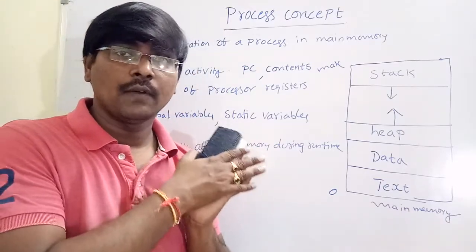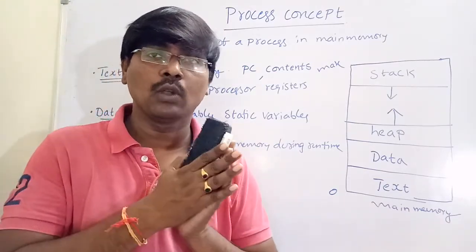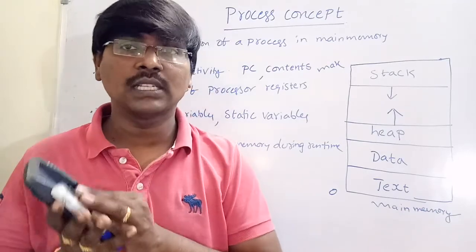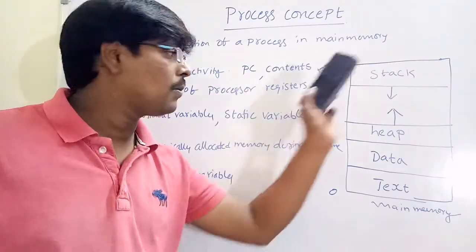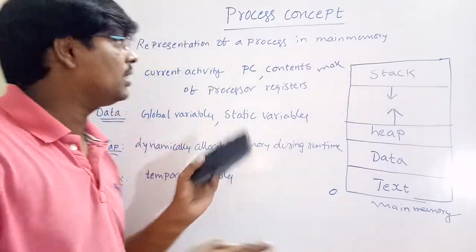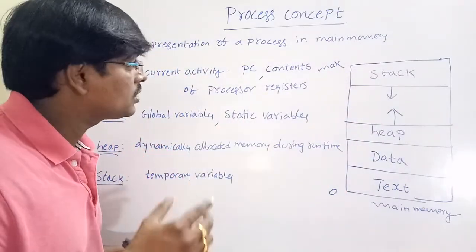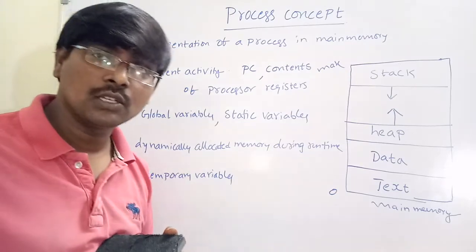So you got it? The difference between process and program. Program is called passive entity, process is called active entity. So program does not require any resources, process utilizes the resources. Okay, next we will move to process state diagram.